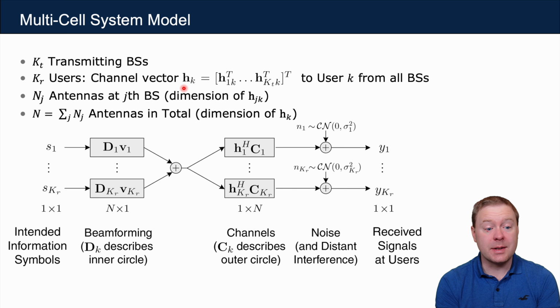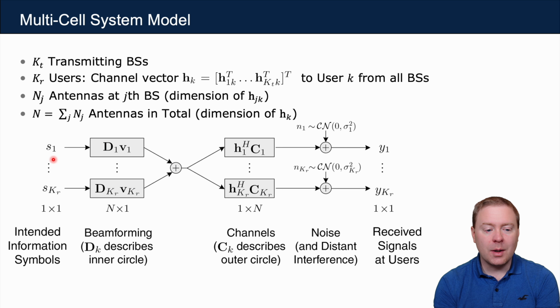The downlink transmission happens as follows. We are transmitting a signal s_1 to user 1 and s_KR to user KR. And these are the one-dimensional intended information signals that encode data to different users. Then we need to transmit them from our different antennas. And for user 1, we create a beamforming vector v_1. We multiply it with D_1, which describes the inner circle of all of the different base stations, and we will come back to how we define that. And then we do the same thing for all the different users. They have their beamforming vectors multiplied with a matrix that describes the inner circle, namely who is transmitting to that user.